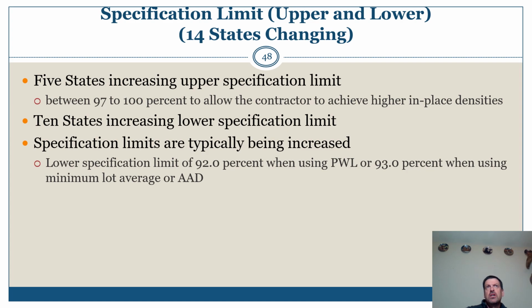14 states changed their upper or lower specification limits. 5 of them increased their upper limits to between 97 and 100%. 10 increased their lower specification limits, and specification limits are typically being increased to 92% if they're using PWL, and 93% if the agency is using lot average.